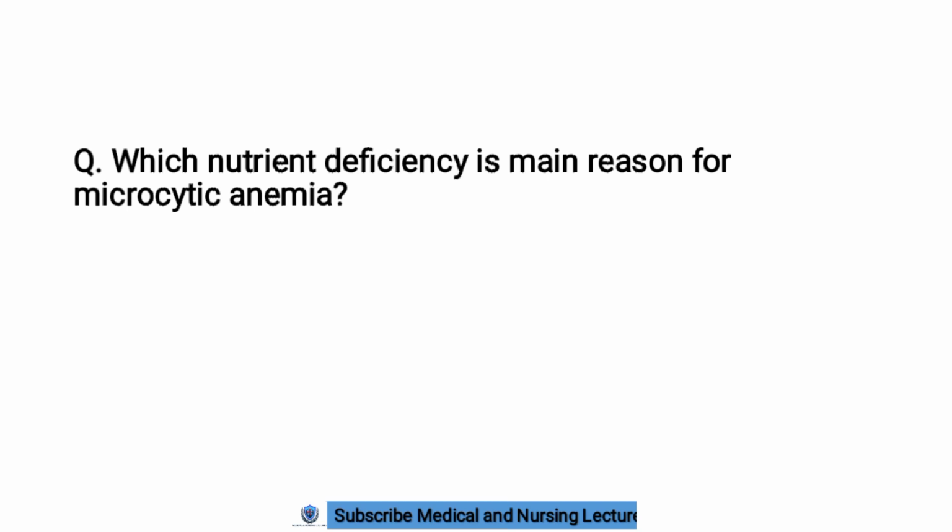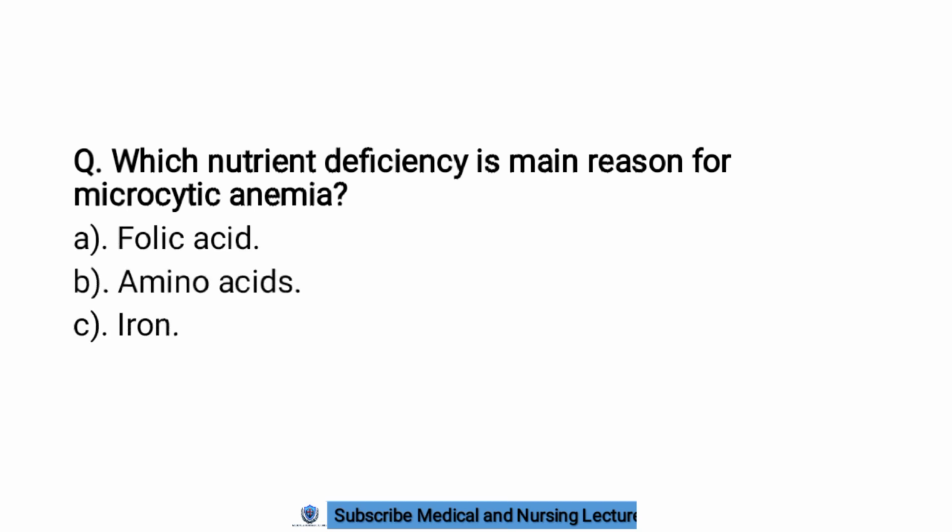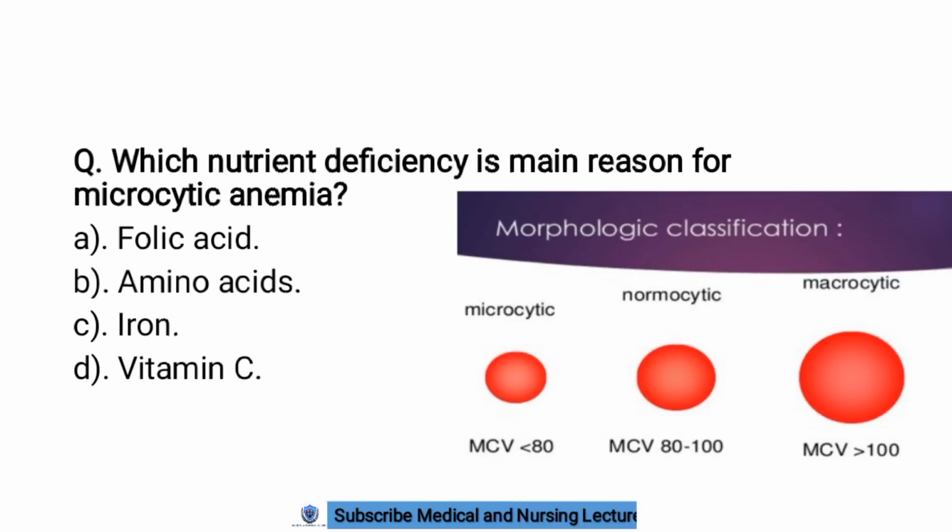Which nutrient deficiency is the main reason for microcytic anemia? Folic acid, amino acid, iron, or vitamin C? So first we should know about the microcytic anemia. Microcytic means that the size of the RBC becomes less than the normal. So here the correct option is option C. Due to the deficiency of iron, one can get microcytic anemia.